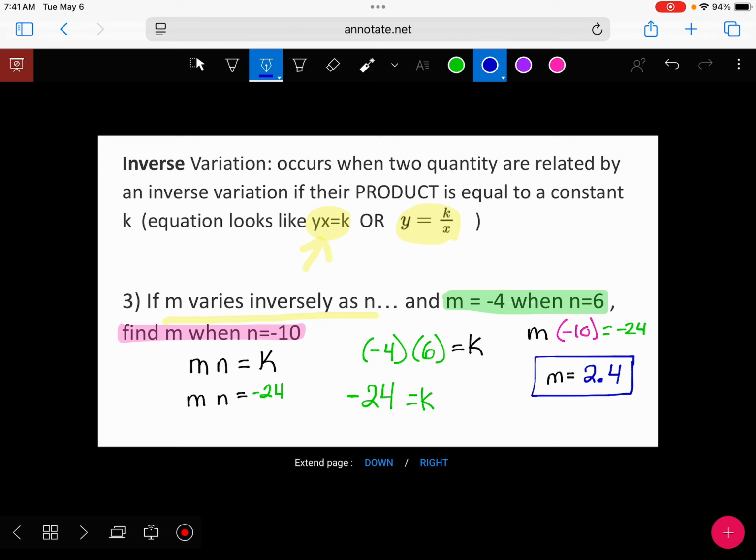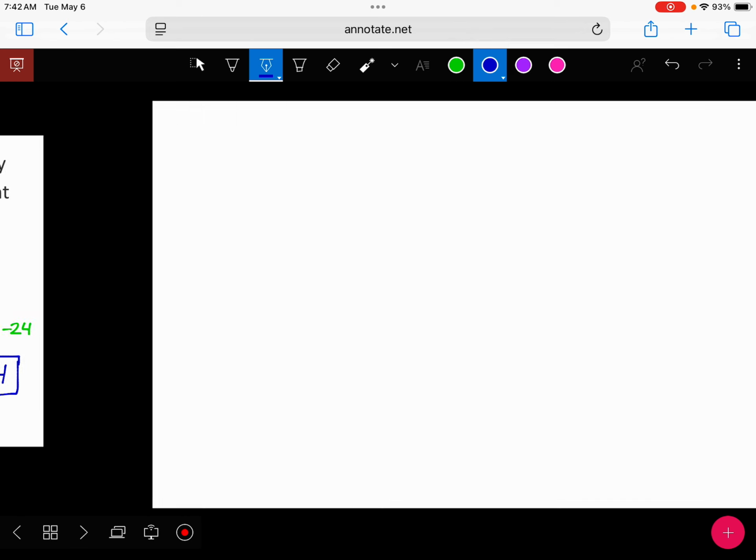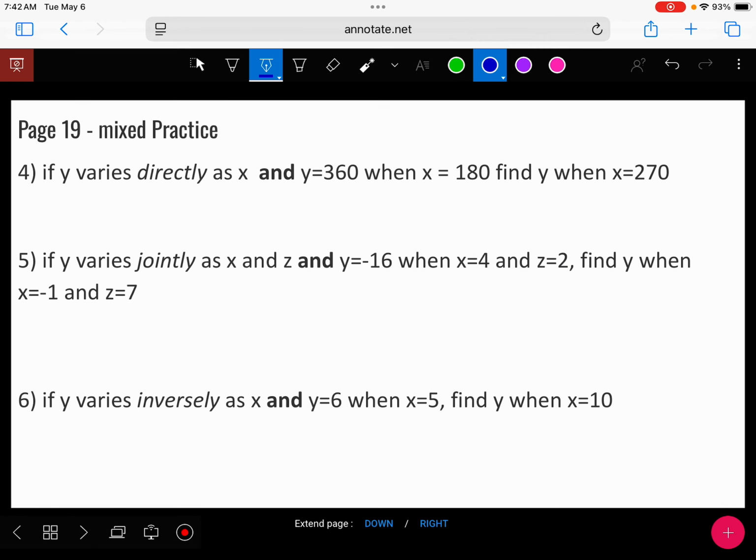Questions on that one? Those are our 3 types of variation. We're going to practice all of them one more time, just so we can see what those look like again. So if we've got y varies directly as x, and y varies jointly as x and z, and y varies inversely as x, we're going to try each of these one more time.